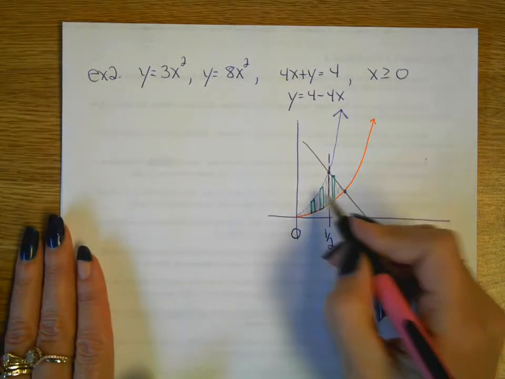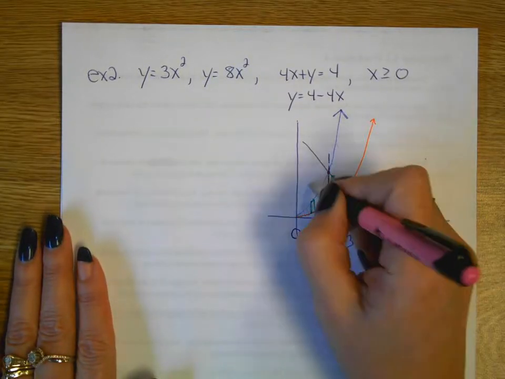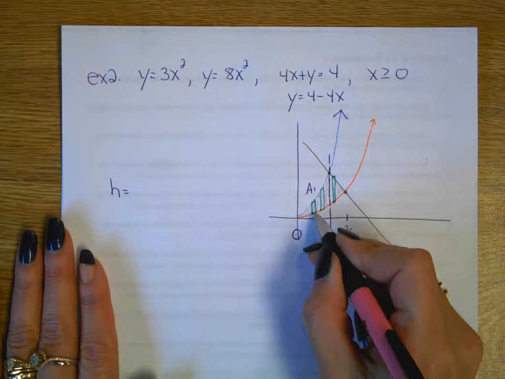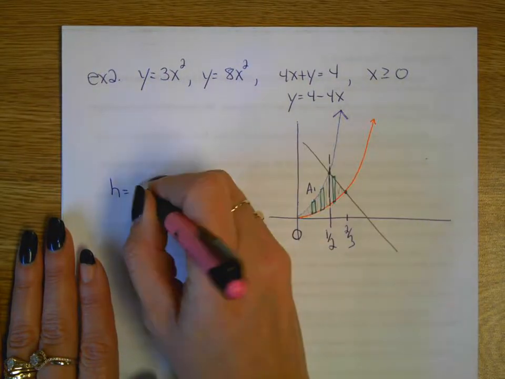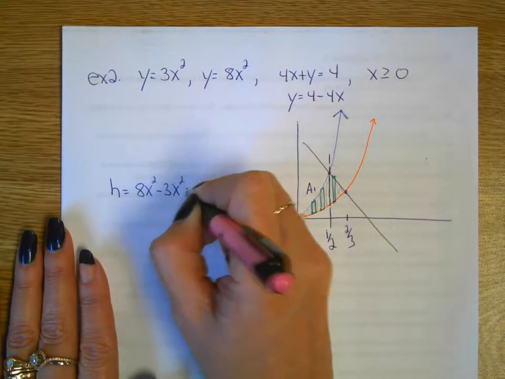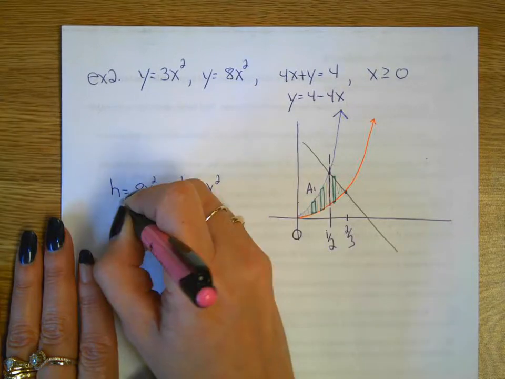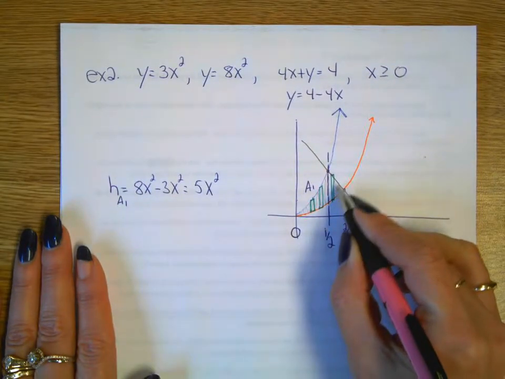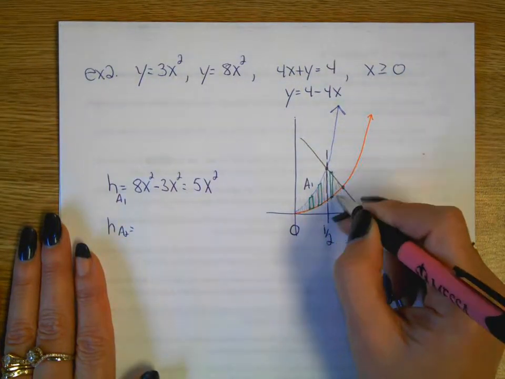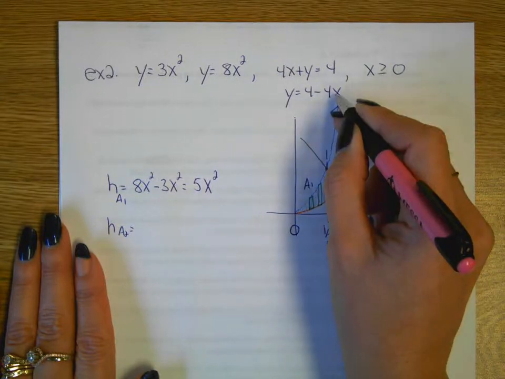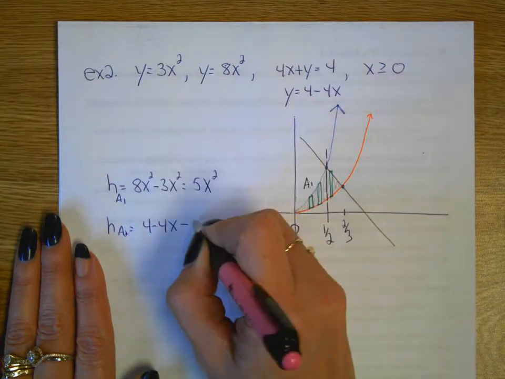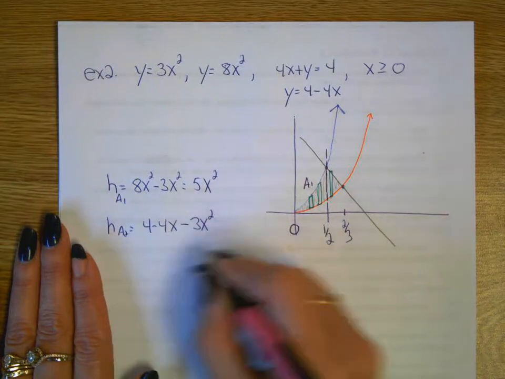So I've got my intersections. I have two different heights to work with, so I'll call this area 1. The height of my rectangles there is blue function minus orange function. Blue was the 8x squared. Orange was the 3x squared. That will simplify to 5x squared. So this is area 1. Now when I jump over to area 2, my height is the linear function and then minus orange. So 4 minus 4x. Orange was the 3x squared. And I can't do anything there.